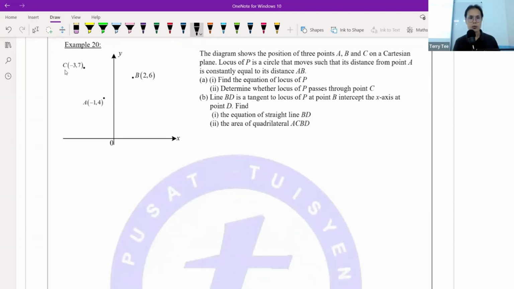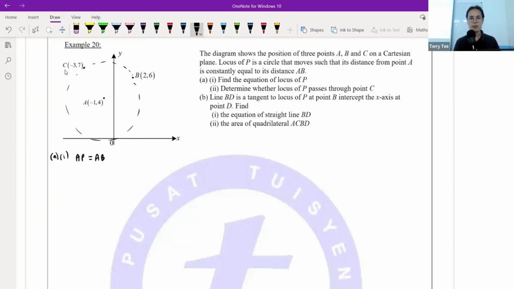Okay, so we are supposed to find the locus of P. They say P is a point that moves such that its distance from point A is constantly equal to the distance AB. So that means it's a circle like this. Now, we don't know whether it passes through C or not. Okay, I just do a rough sketch. So the first part is to find the equation of the locus of P. We start out by saying AP must equal AB.